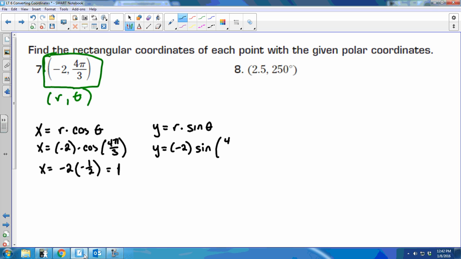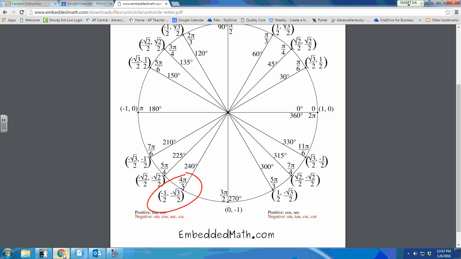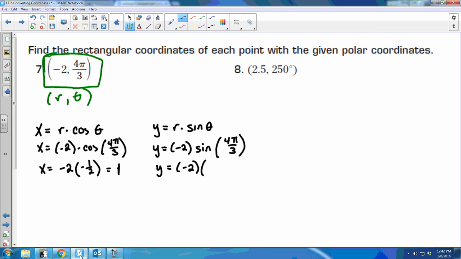We're coming up with the rectangular coordinates from the polar coordinates, so you have to have an x and a y to have a coordinate. All right, just checking. So negative 2. What's the sine of 4 pi over 3? Negative square root of 3 over 2. So the 2's cancel out. Negative times a negative is a positive. So you get positive square root of 3.